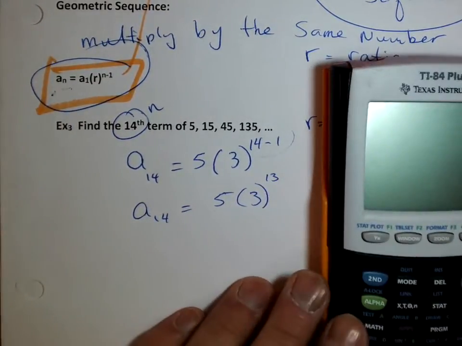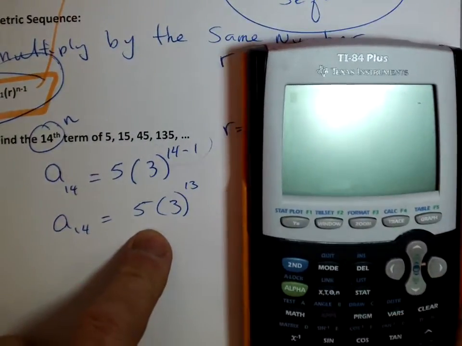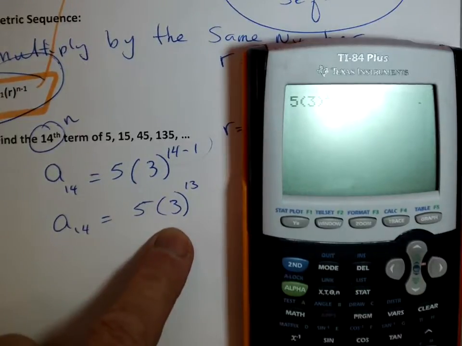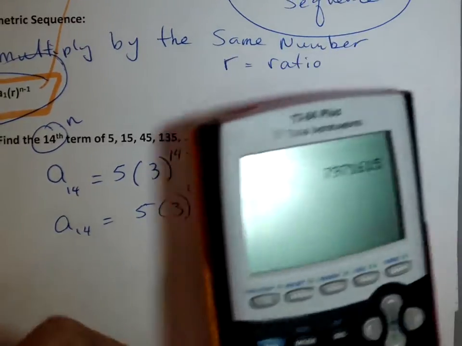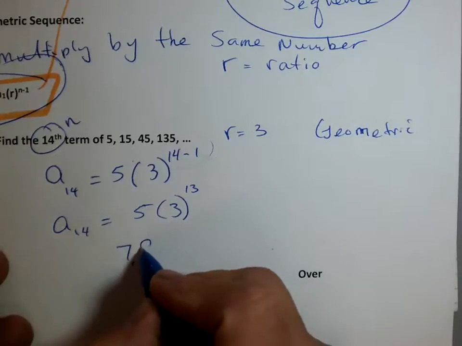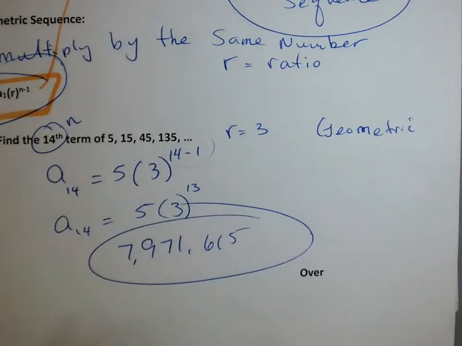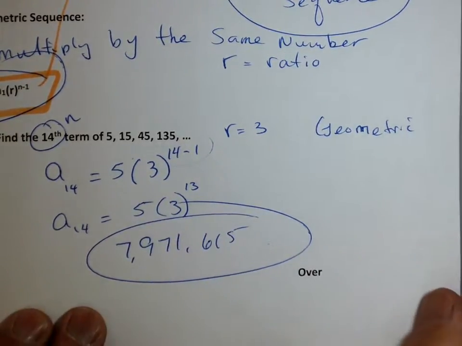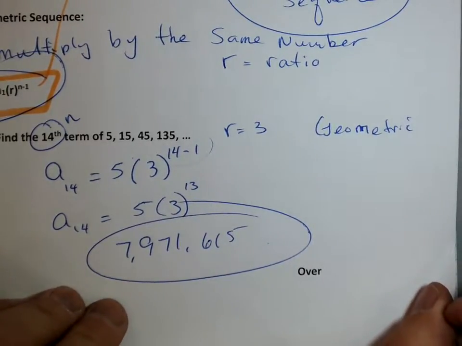I'm just going to use my calculator, okay? It's going to get big because I keep multiplying, so let's see how big it really gets. 5 times 3 to the power of 13. Pretty big number, looks like 7 million. So if I keep going, I would get 7,971,615 as my 14th term, okay? How am I doing? And again, if I get going too fast, ask Mr. Fredericks to pause it, and you can catch up, okay?